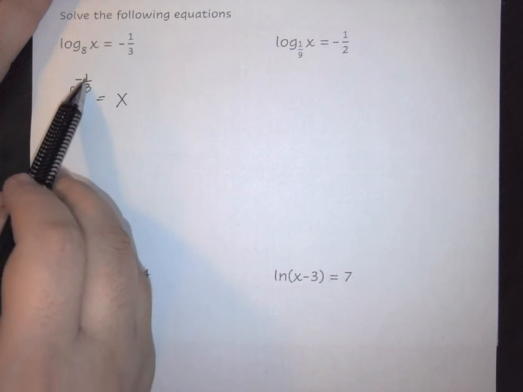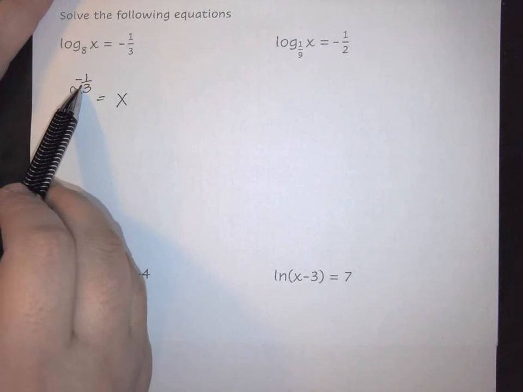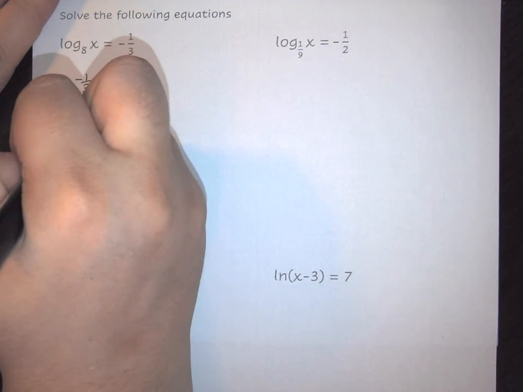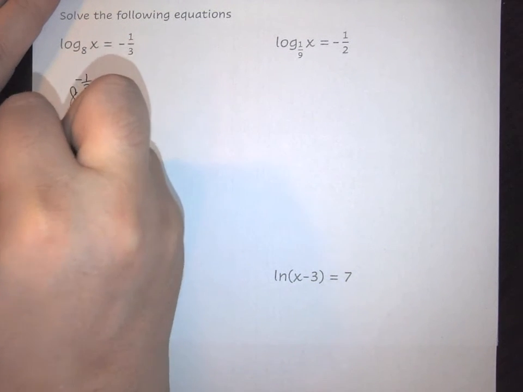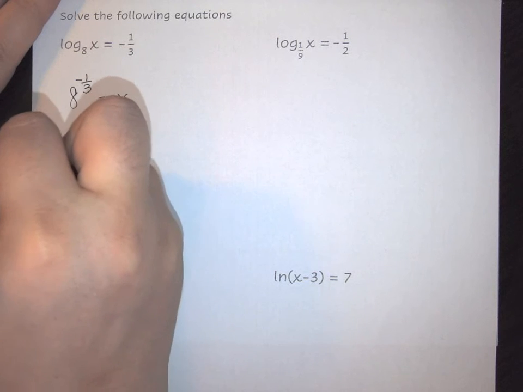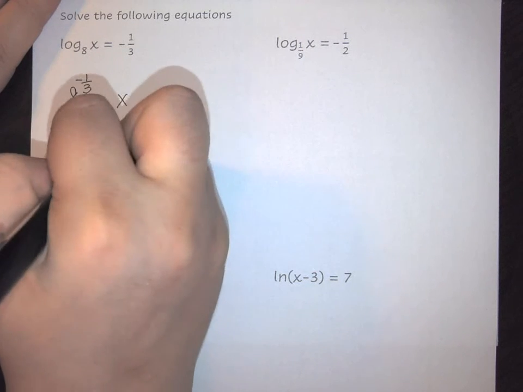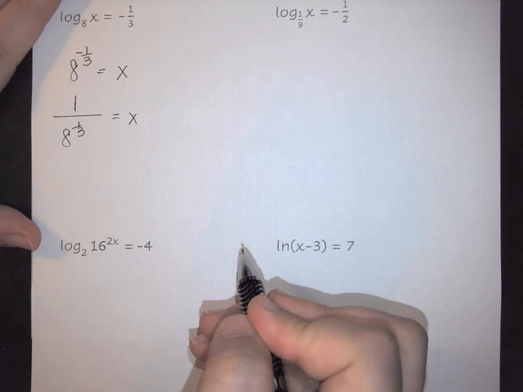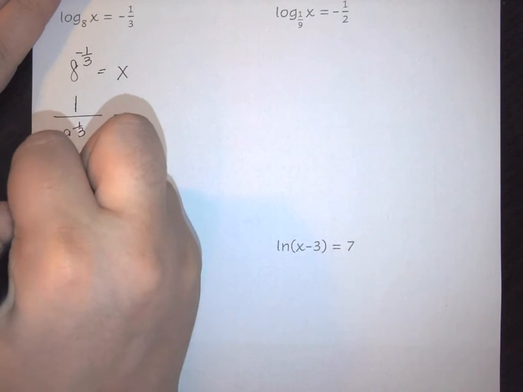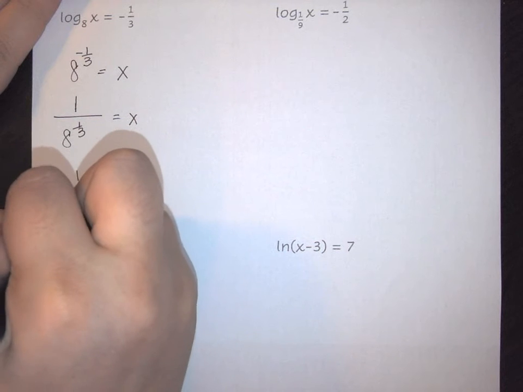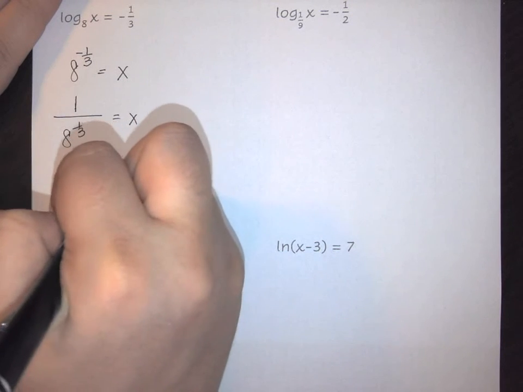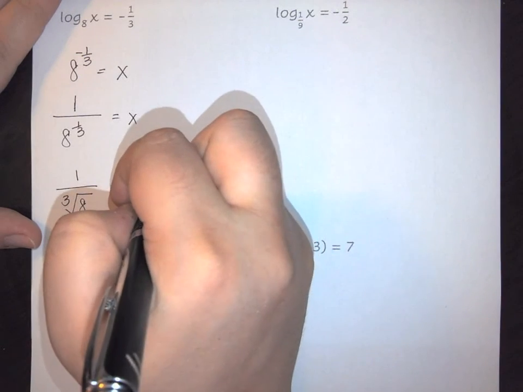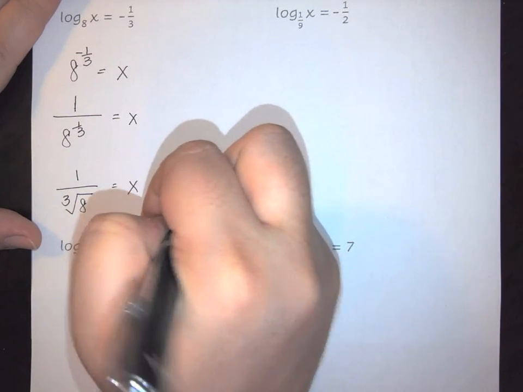This negative would be the negative rule. So we would end up having 1 over 8 to the 1/3 is equal to x. Well, 1/3 is the same as a cubed root, so this is 1 over the cubed root of 8, which equals x. And we know the cubed root of 8 is 2, so what we actually end up with is that x is 1/2.